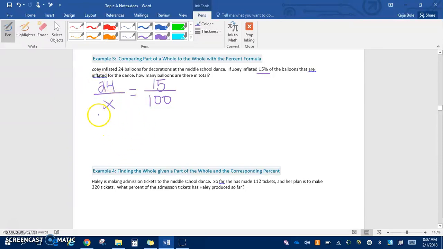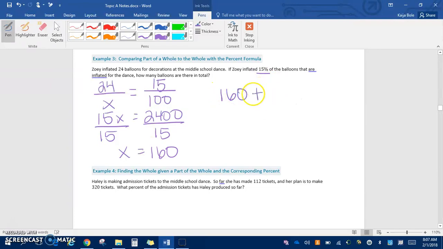So now we use our cross multiplication, so we get 15x equals 2400. We divide by 15 on both sides, and we get x equals, when you divide that, 160. So we would say there are 160 total balloons.